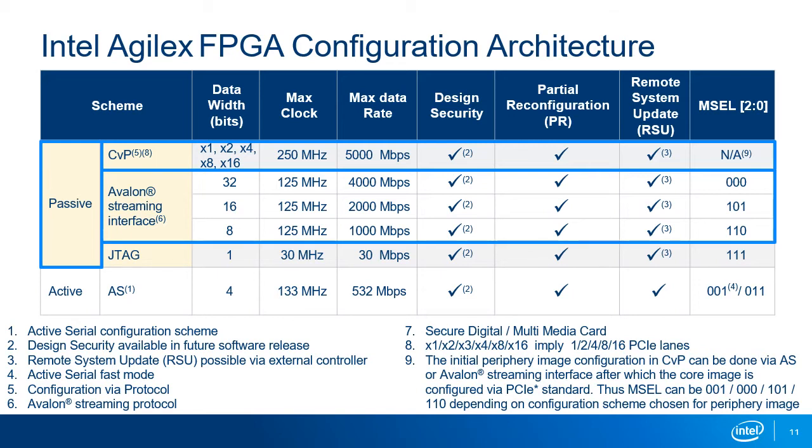The second passive configuration method is Avalon streaming, which is available in 8, 16, and 32 bits, and can run up to 125 MHz, allowing a maximum data rate of 4 gigabits per second. The 16 and 32-bit modes utilize dual-purpose I/Os for configuration, whereas the 8-bit mode uses dedicated SDM I/O pins.